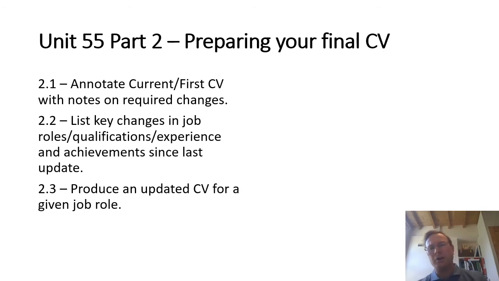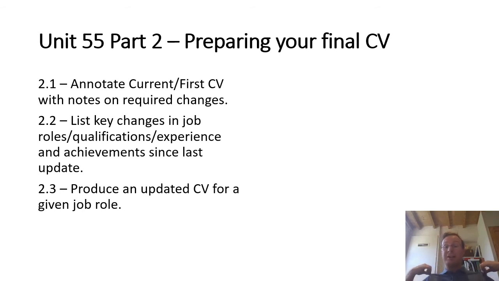Okay, so this part 2, there's 3 elements to it. Number 1 is you annotate your current CV, so the first CV that you gave me. So you're almost looking back at that first CV and putting notes on what needs to be changed. You're then creating a little list of what job roles, qualifications, experience may have changed since your first CV you submitted. You're then producing an updated CV for a given job role.